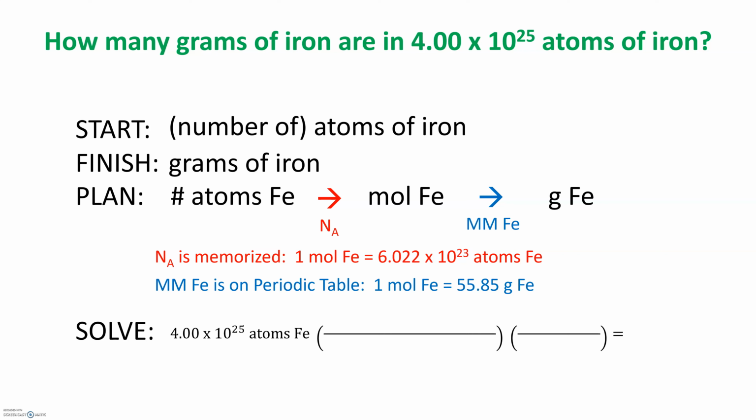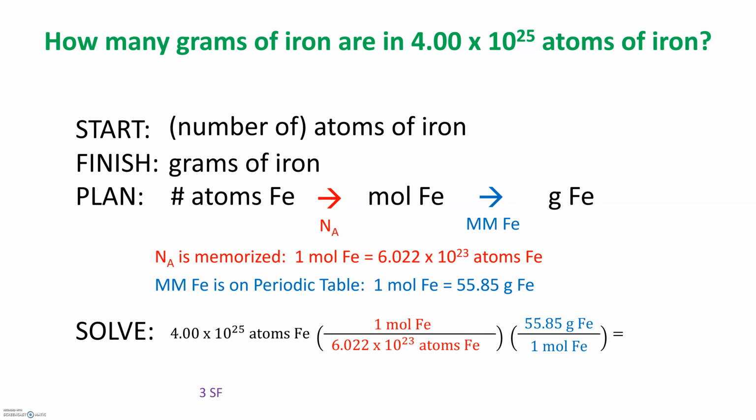I put my starting amount in the starting position, and I'm going to let the units do all the work for me. I'm going to try and cancel out atoms, so I'm going to put that 6.022 times 10 to the 23 atoms of iron in the denominator, the bottom, and the mole part of my red conversion factor in the top. For my molar mass, I'm going to need the mole part in the bottom and the grams part in the top. Again, we'll check some significant figures before we pick up our calculator.